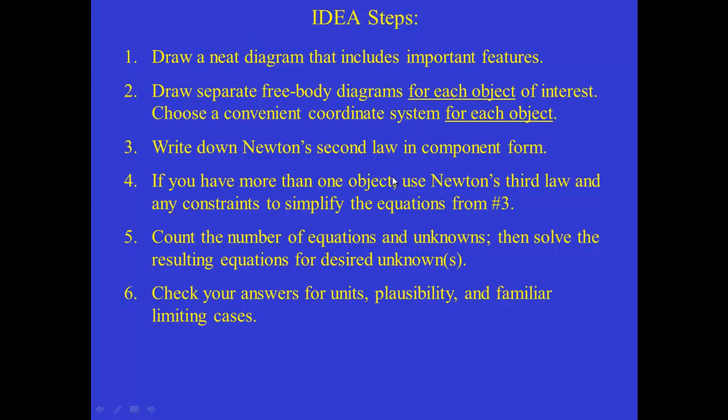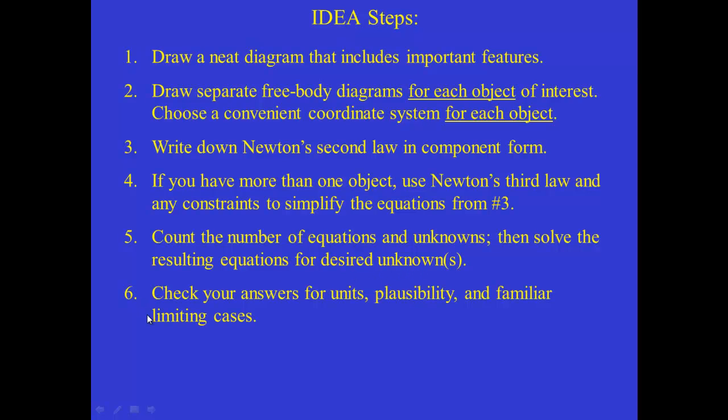Fourthly, if we have more than one object, where two objects exert forces on one another, then we'll use Newton's third law and any kind of constraints to simplify the equations from number 3. These constraint equations are important because often we have two objects that move and their accelerations are related to one another. Sometimes they may be equal, sometimes they may differ by a minus sign, and that's important for us to take into account. Finally, number 5, once we've written down the equations that we can think of, we need to count the number of equations and unknowns. You know from your study of mathematics that if you've got 3 unknowns, you need at least 3 equations in order to be able to solve for those. So then we go ahead and solve the resulting equations for the unknowns.